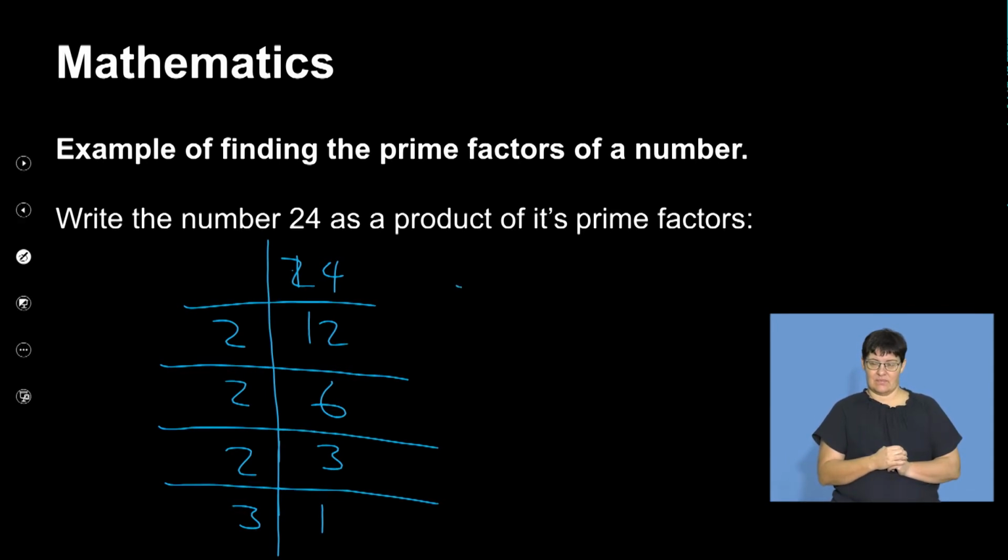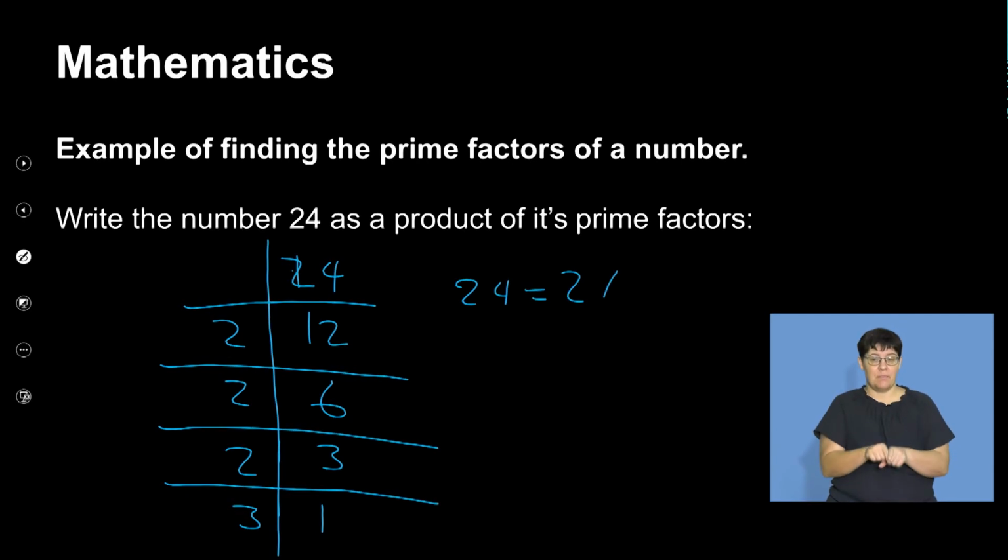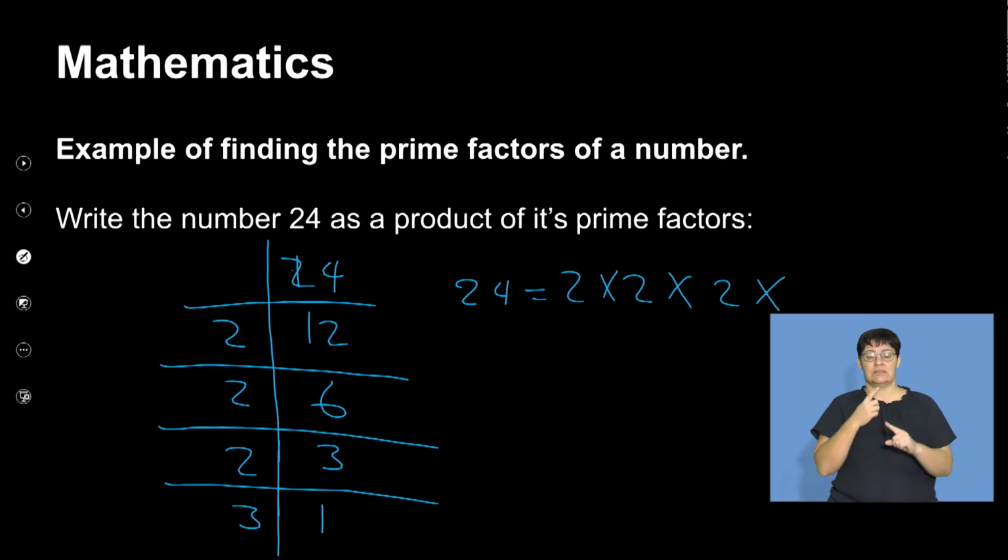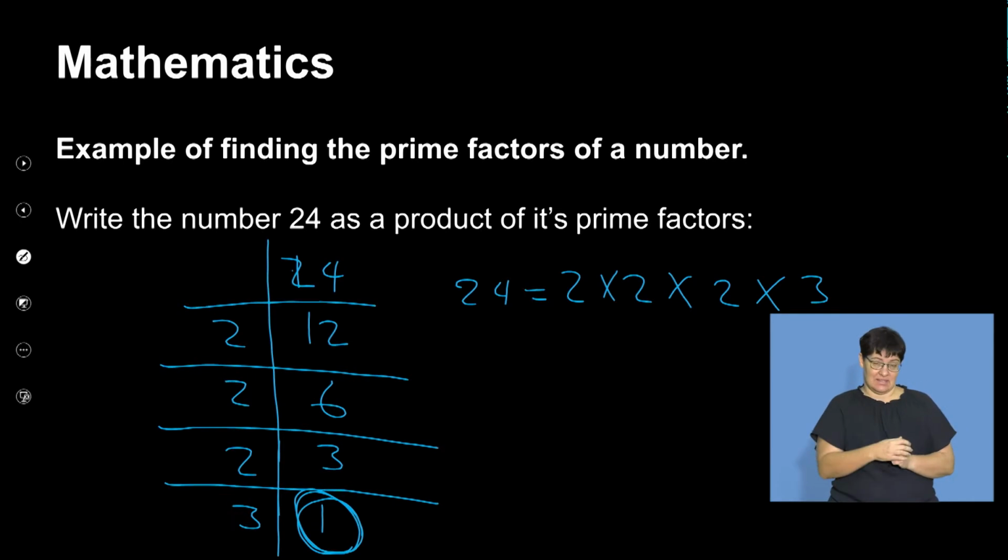So it means that 24 is the same as 2 multiplied by 2 multiplied by 2 multiplied by 3. Remember I said your final answer must always be 1. This is the one that I was talking about. If you do not have 1 as your last quotient when you are dividing, then you haven't found all the prime factors of that particular number that you would have been given.